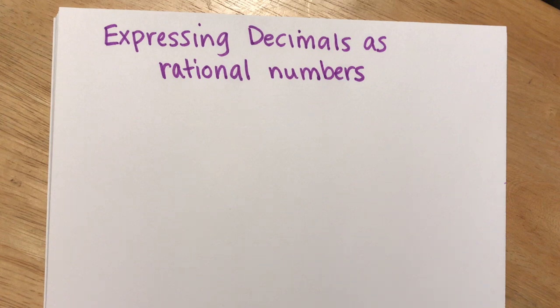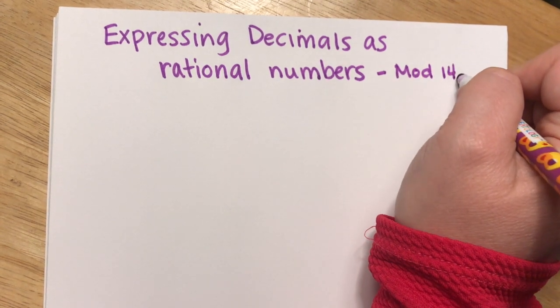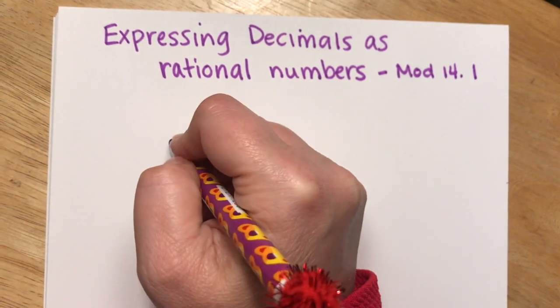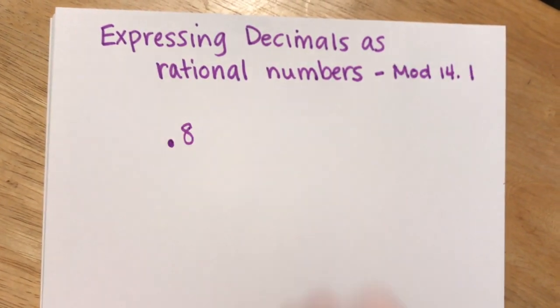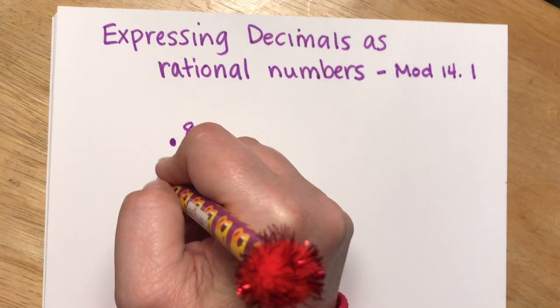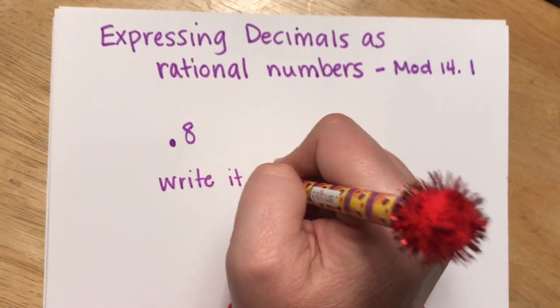The second skill that we learned in Module 14.1 was expressing decimals as rational numbers. So going backwards, you're given a decimal. We want to change that into a fraction or a ratio of two numbers with a numerator and a denominator. In this situation, you might be given a decimal like 8/10. The best thing to say about this is you write it like you say it. That's my biggest hint. Write it like you say it.